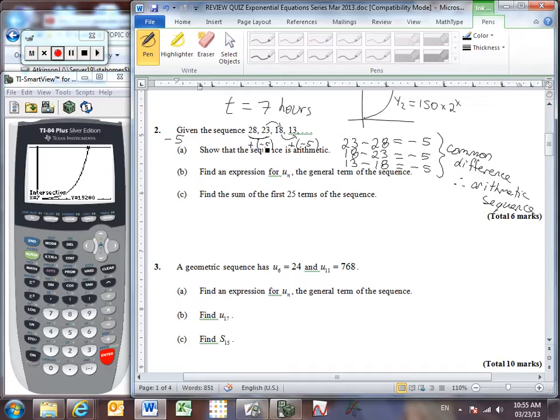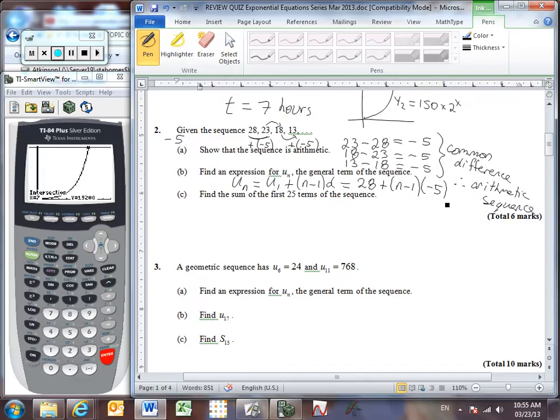We know that in general, by looking in the formula booklet, un is equal to the first value plus n minus 1 of the common differences. So let's substitute into that. That means that un is equal to my first term, which is 28, plus n minus 1 times our common difference of negative 5.